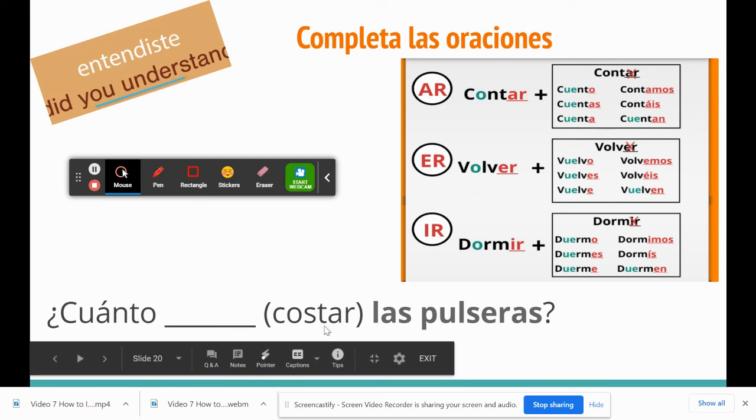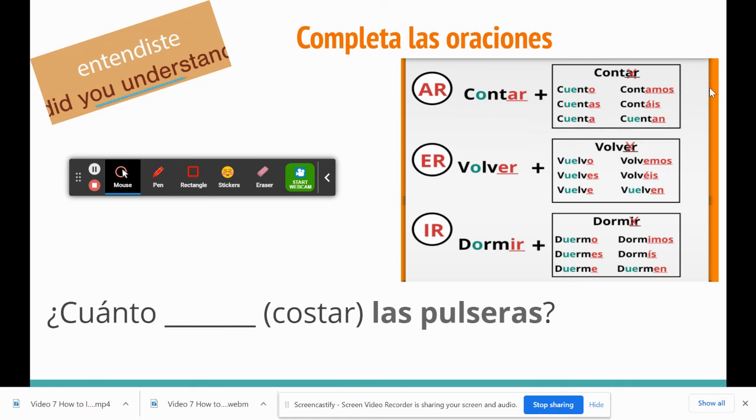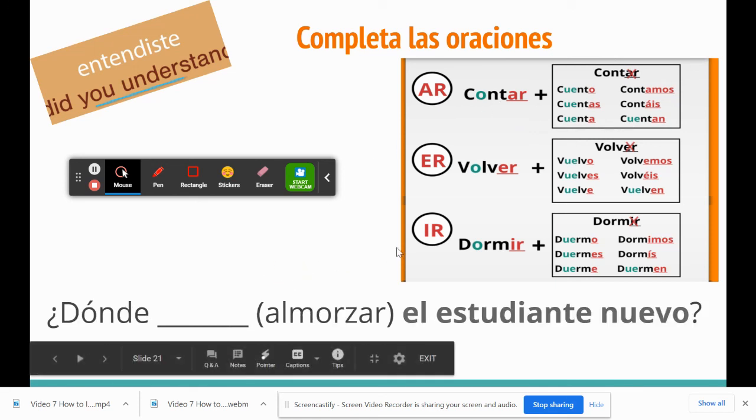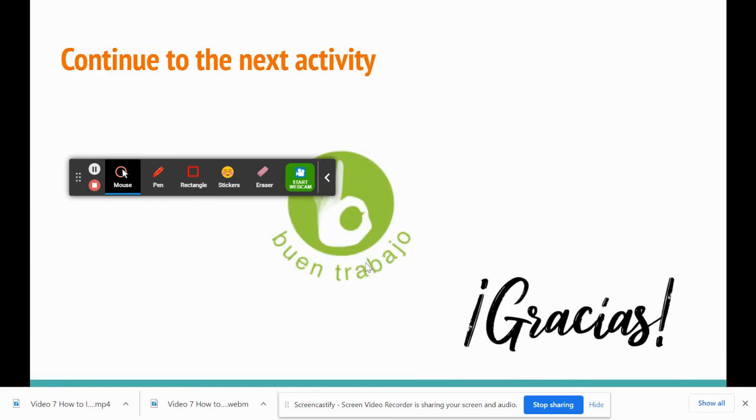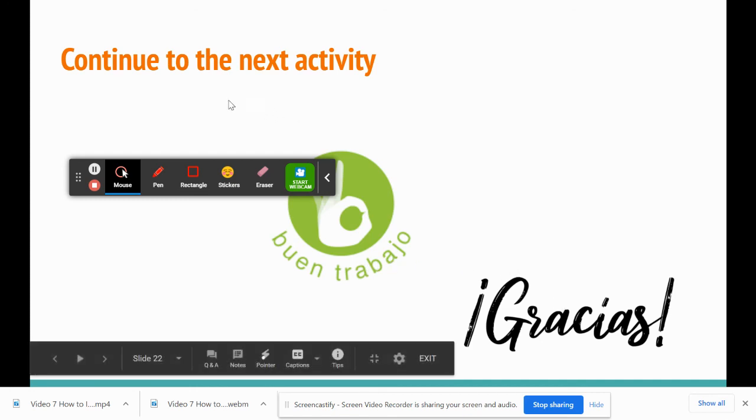¿Cuánto, blank, costar las pulseras? Think about las pulseras. Costar is an AR verb, so your answer for reference is somewhere in here. ¿Dónde, blank, almorzar el estudiante nuevo? Almorzar ends in AR. You can use this. Okay. Muchas gracias, muy buen trabajo, gracias. Continue to the next activity. Continúa a la próxima actividad.